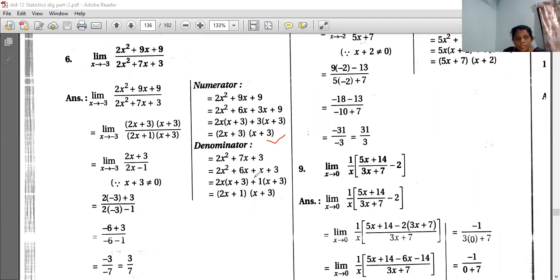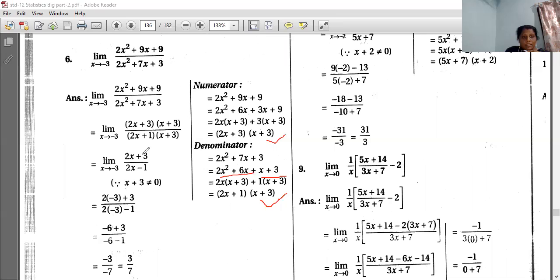So 6 1s are 6. Right? So 2x plus 1 and x plus 3. Here we have taken the common. Here the common is 2x, then x plus 3. Here 1 is the common, then x plus 3. Then one more thing is there. You have to substitute the numerator and denominator. So 2x plus 3 and x plus 3 upon 2x plus 1 and x plus 3.